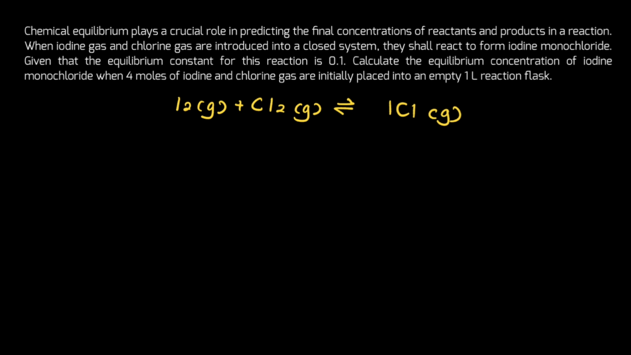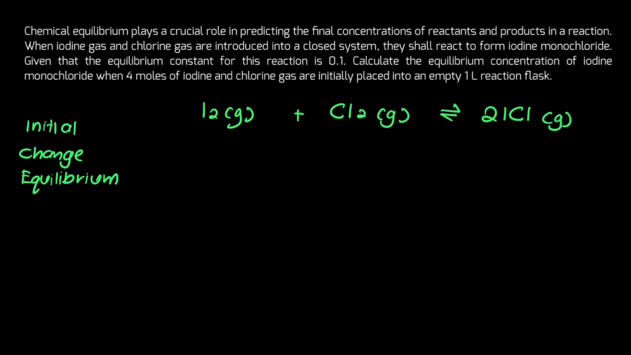So next we are going to balance out this equation. You have 2 iodine and 2 chlorine on the reactant side, so therefore you will have 2 around here. So this is your balanced equation. Next up, we are going to make the ICE diagram.